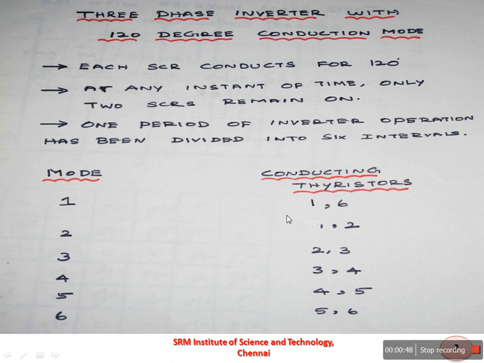The corresponding conducting thyristors are: for mode 1, thyristors 1 and 6; for mode 2, thyristors 1 and 2; for mode 3, thyristors 2 and 3; for mode 4, thyristors 3 and 4; for mode 5, thyristors 4 and 5; for mode 6, thyristors 5 and 6.